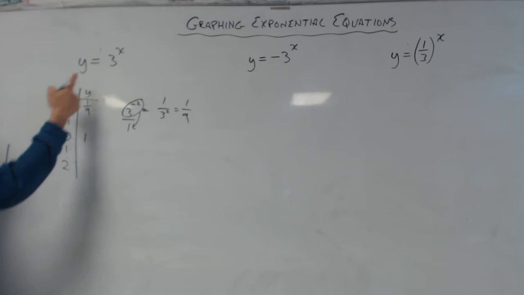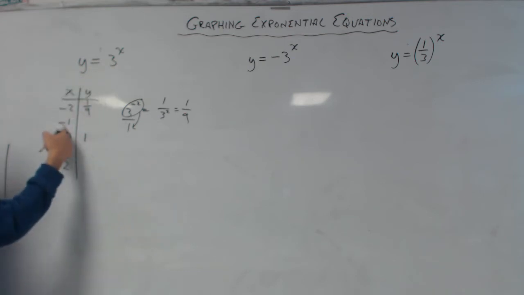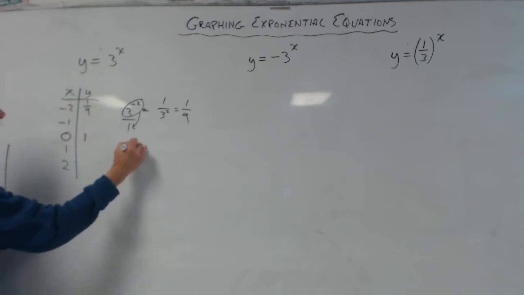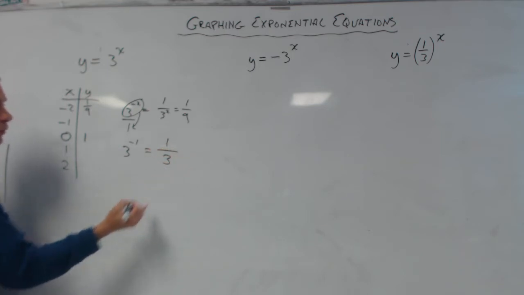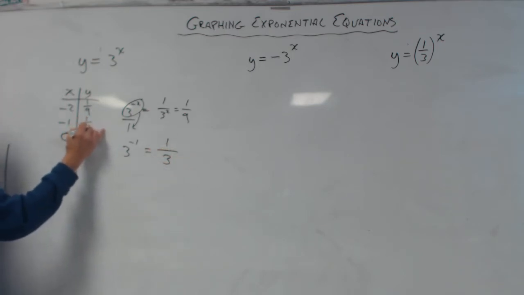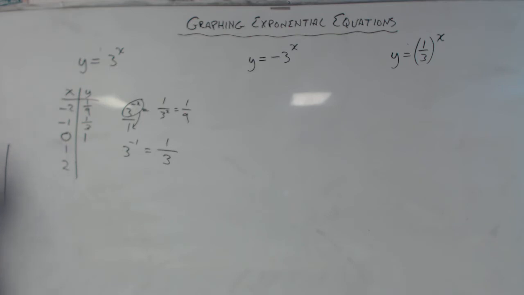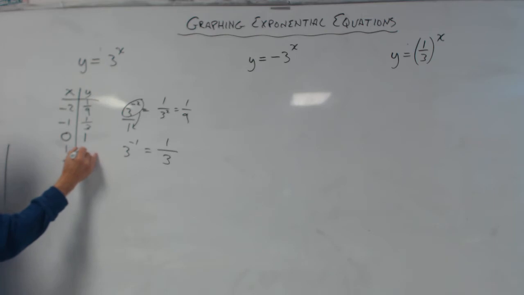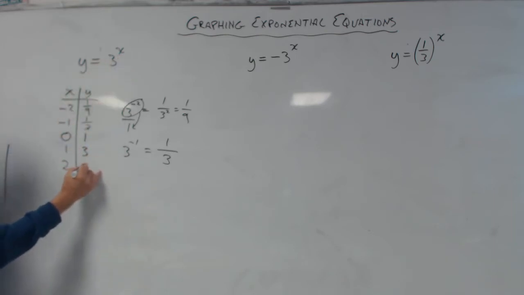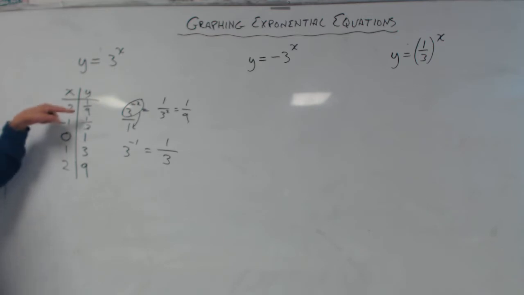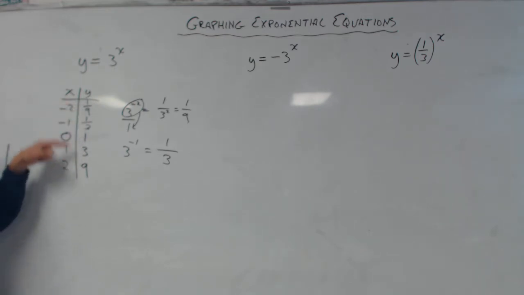And then when x is negative 1, it's going to be 3 to the negative 1, which is 1 over 3 to the positive 1, or 1/3. And then when it's 1, 3 to the 1 is just 3. And then 3 squared is 3 times 3, which is 9, right? You'll notice that these numbers are the same, except that one's a fraction, in the denominator.